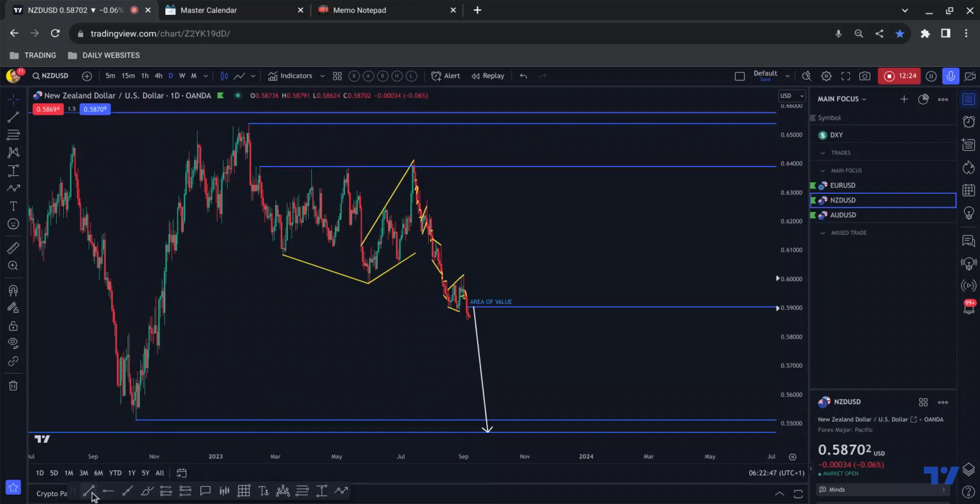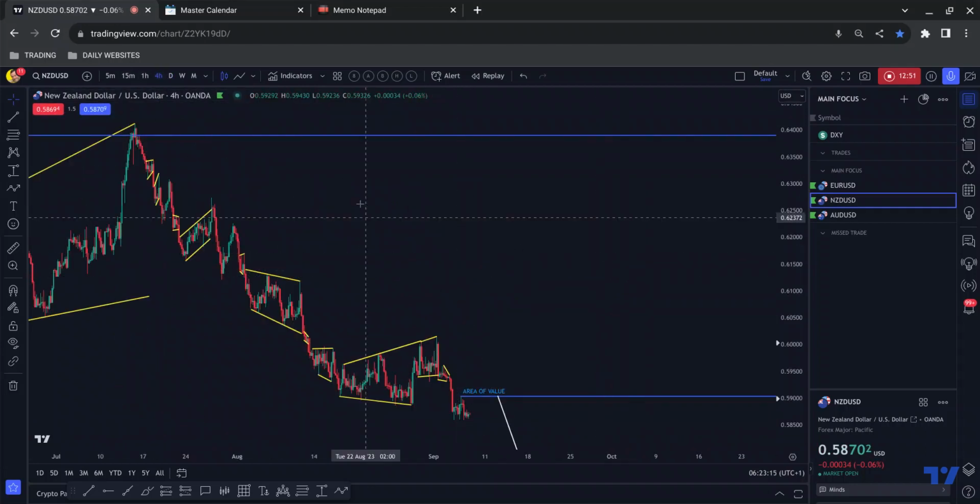So the next thing I do is I measure this impulse down to the start of this correction here, and then assuming that the continuation out of it would be of a similar length, if we just measure that, so impulse correction continuation, that would take us all the way down to this area here, giving me a clue that this has built up enough volume to take this all the way down to this area here.